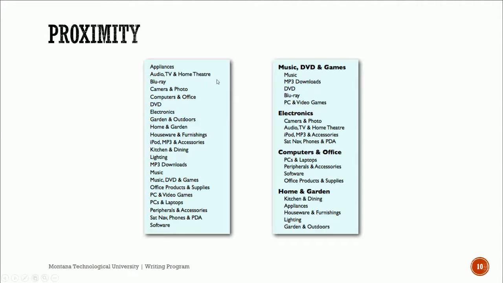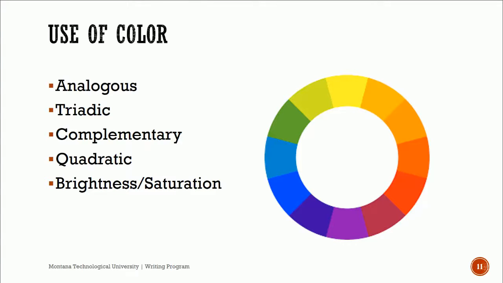Okay, so contrast, repetition, alignment, proximity. Also affecting our usability is the use of color.